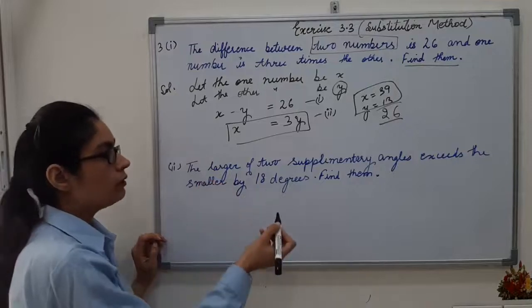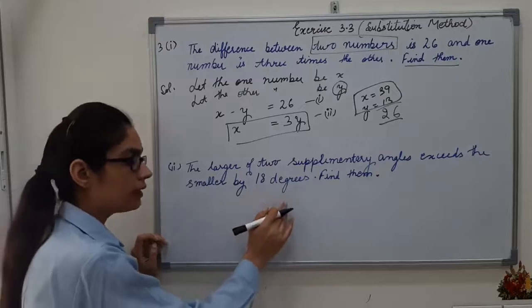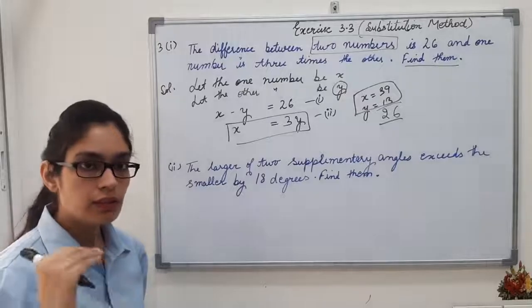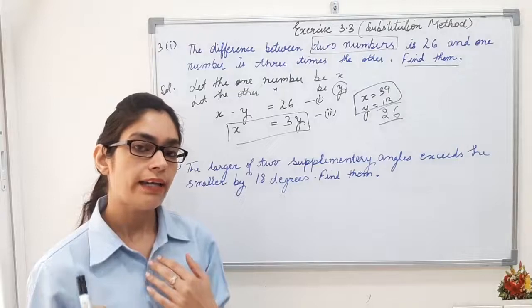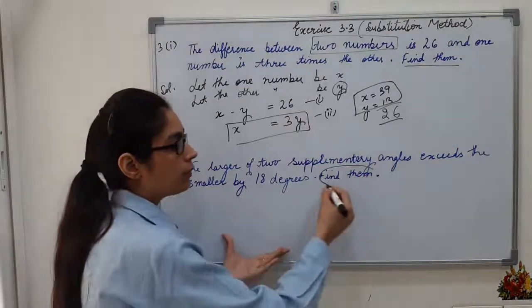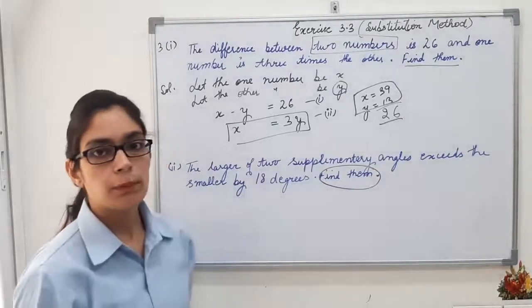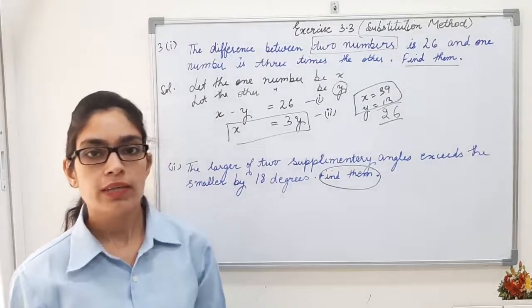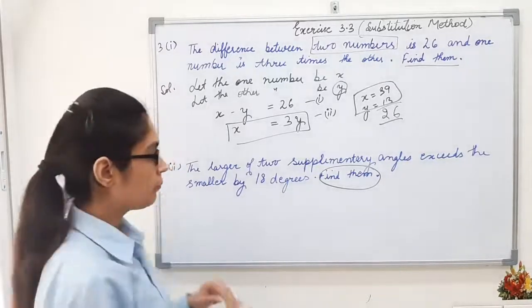The larger of two supplementary angles exceeds the smaller by 18 degrees. Find them. So your first thing is to understand what you should assume. In this type of word problem, always try to assume whatever they're asking us to find. Now they're asking us to find two numbers, and I am doing equations in two variables. This means I can assume one number as x and the other number as y.